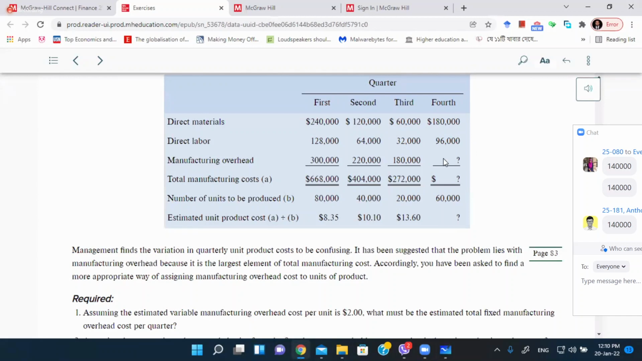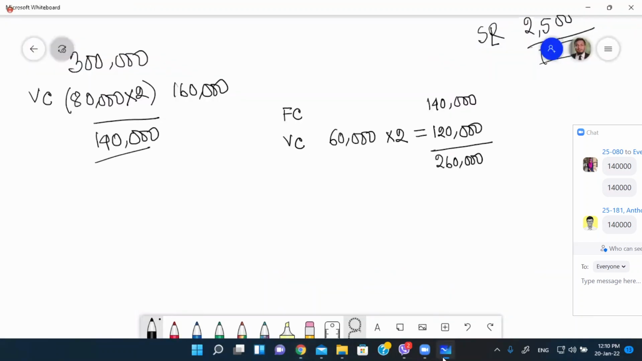180,000 plus 96,000 plus 260,000. In that case, total manufacturing cost should be 536,000. It is a straightforward calculation. 536,000. Probably you have made a typo in 356,000.